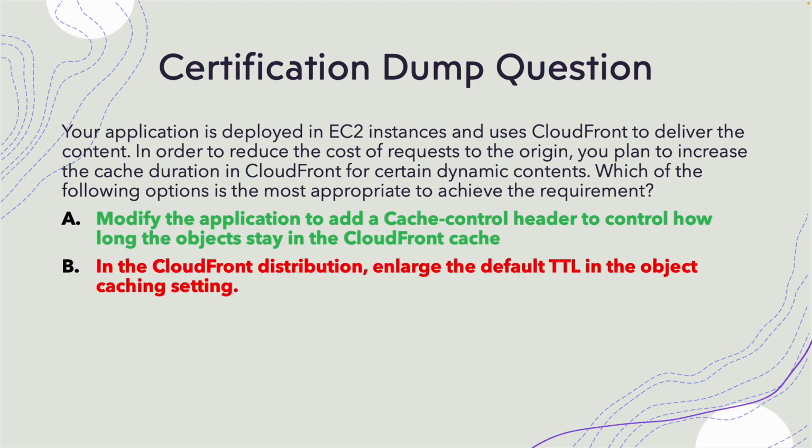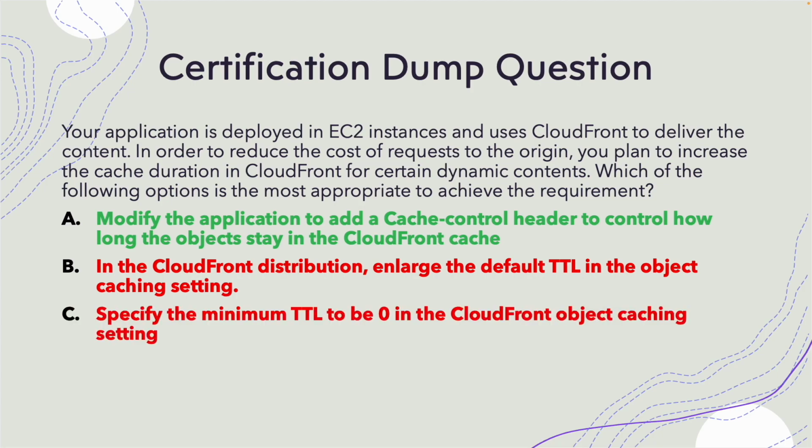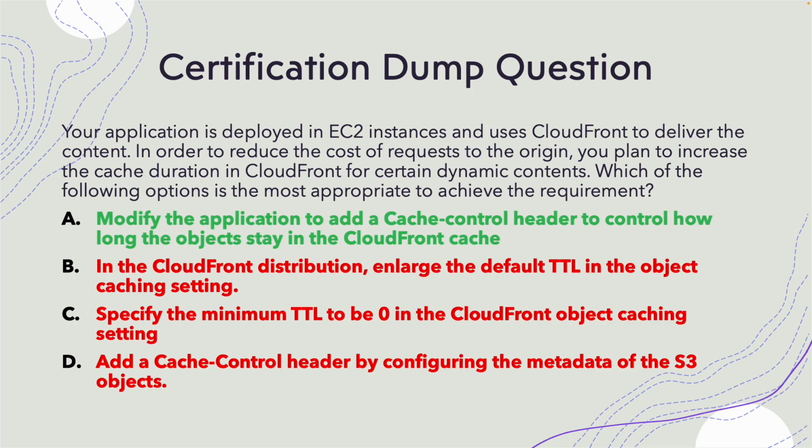If you gave option B as the answer, that would stand as incorrect because the default TTL impacts all objects in the origin, and does not add the cache header. However, in the question, only certain dynamic contents need to be modified. Similarly, option C is incorrect because the cache duration is not increased by setting the value of minimum TTL to be 0. And option D also stands incorrect because the question mentions that the cache duration of dynamic contents needs to be increased. However, S3 objects belong to static contents.